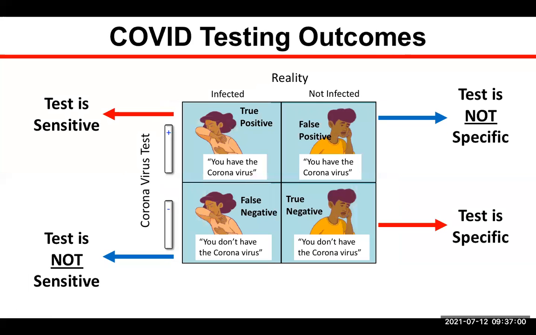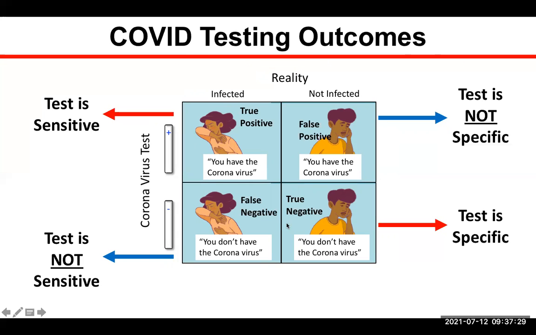And so when we apply this to COVID testing outcomes, we can see the same thing. If a test comes back positive and the person's actually infected, then this test is sensitive and they're truly positive for the infection. Whereas if the test comes back positive, but the patient does not have coronavirus, then this is known as a false positive, and this is not specific.